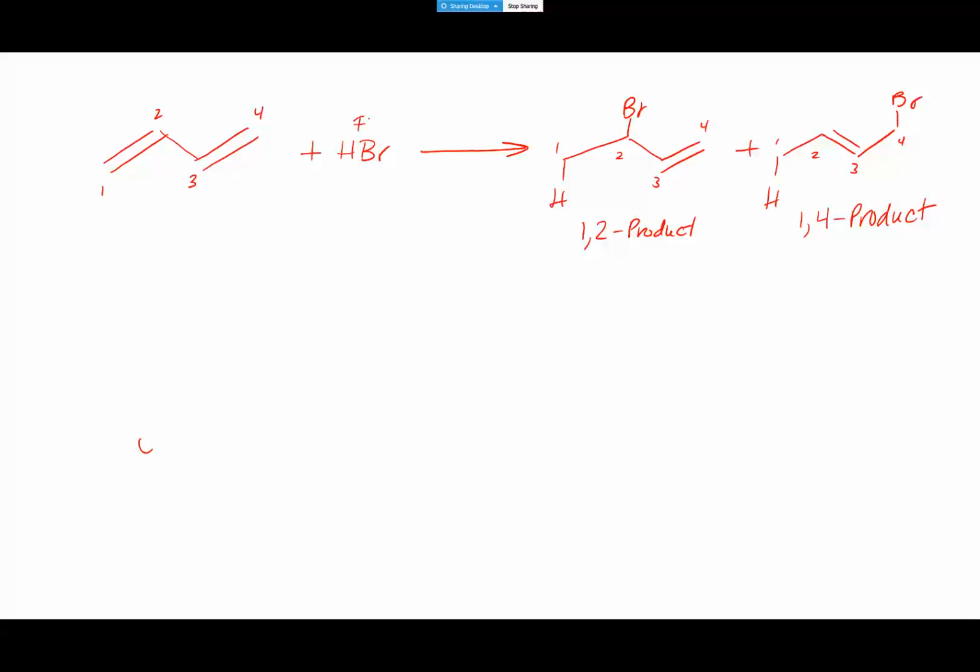First thing I'm going to do is add H plus to carbon 1. In this case, that's the way we would do Markovnikov addition. Carbon 1 has 2 hydrogens, carbon 2 in the diene has 1. So we're going to do Markovnikov addition. So I'm going to add H to carbon 1, and so I'm going to make that carbocation.